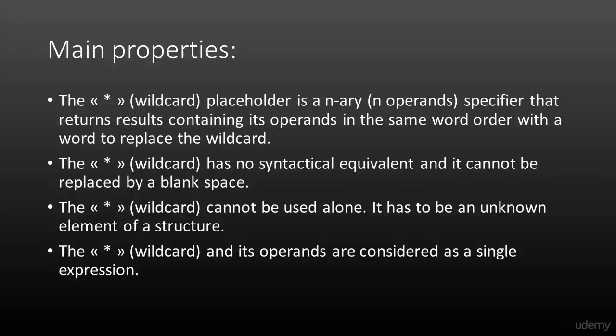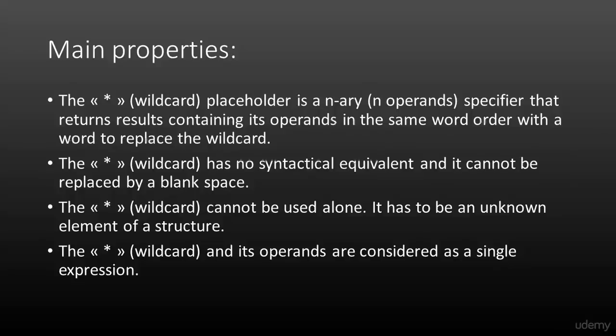If we continue on the common specifiers, we can take a look at the placeholder. So you saw that the placeholder is something like this. You put an asterisk between the operands, and supposedly it will return results that contain the operands in this order and something to replace the placeholder. It's NRE in the sense that you have to use at least one operand. If you just use the asterisk, it won't mean anything to Google, or maybe they will return one word.